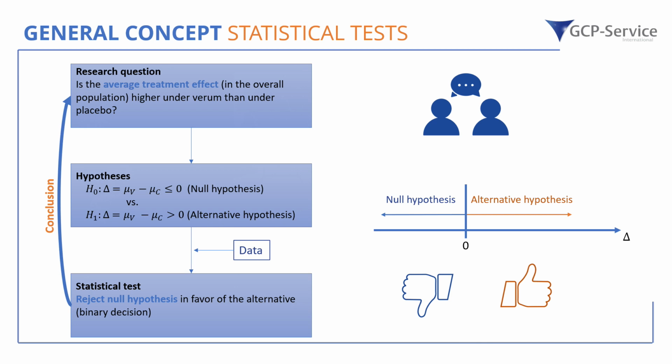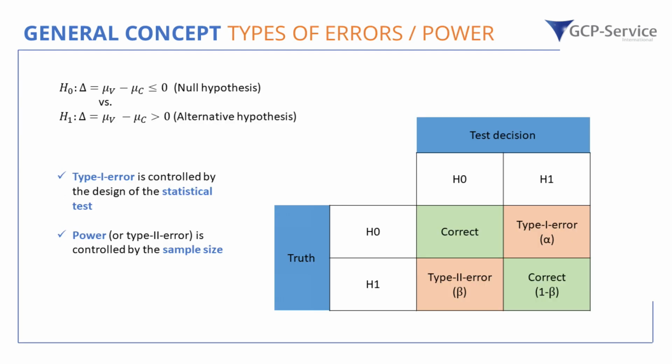The next two slides are a little bit more technical, and we go into more statistical details, but I promise these will be the only ones in this webinar. So the general scenario we have is that we have a test decision: our test could say that it prefers the null hypothesis, or the test could say that the alternative is true.